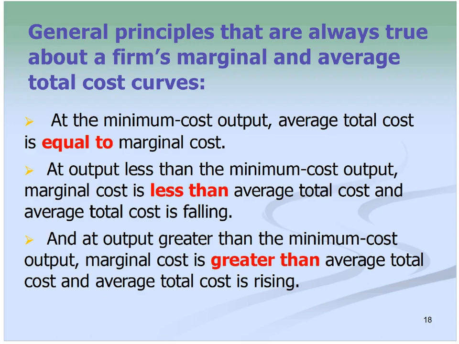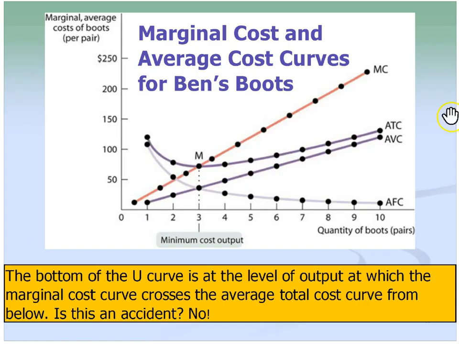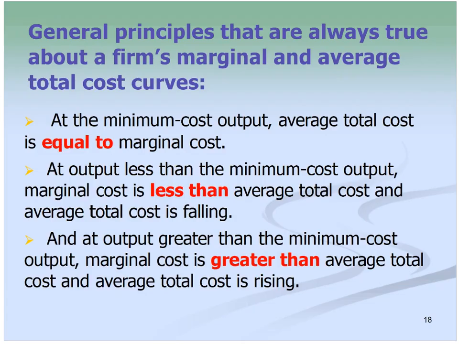Now, some principles to keep in mind for these average total cost curves and the marginal cost curve is that at the minimum cost output, ATC should equal MC. And that is true if we look here. At the minimal cost, the ATC is intersecting at M here with the marginal cost curve. That is critical, and that is a common principle to keep in mind. At the minimum cost output, where we've taken advantage of the economies of scale, our ATC should equal our marginal cost, and that's why marginal cost is intersecting ATC at its lowest point. At output less than the minimum cost output, we're going to see marginal cost is less than ATC.